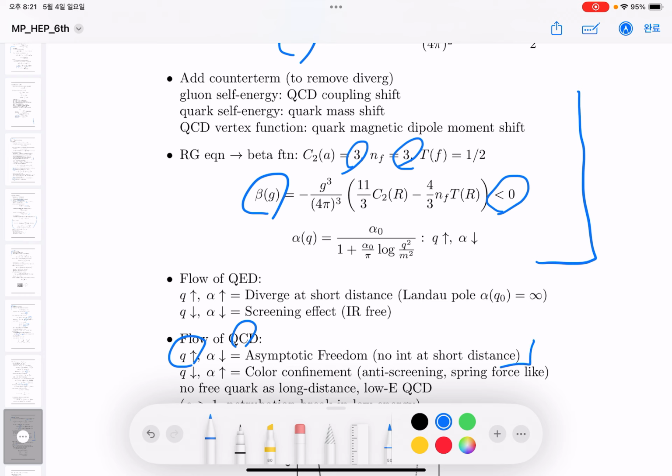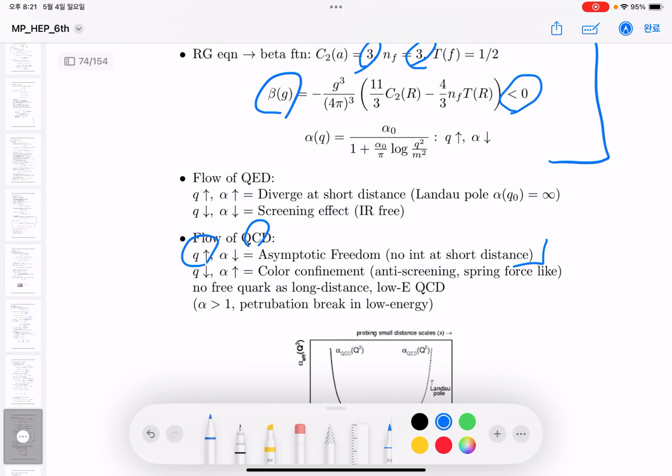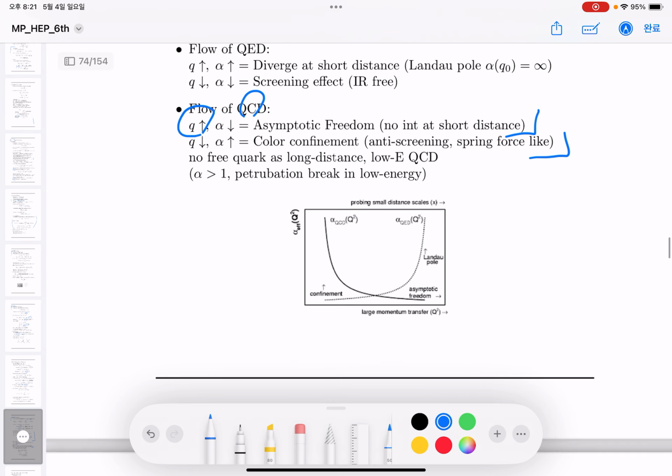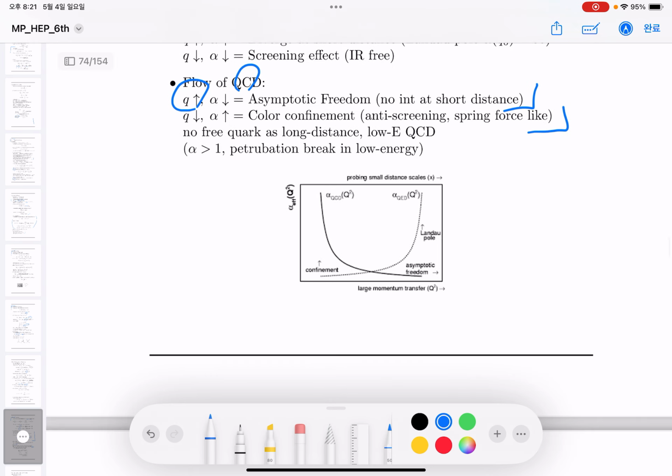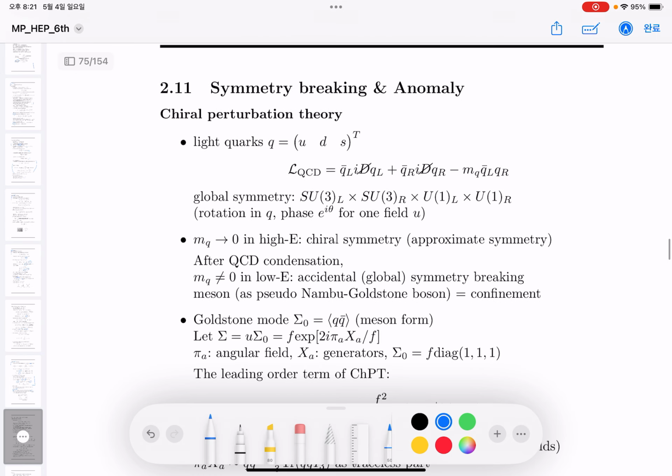And for the small distance, the high energy, the coupling is small. For the low energy and the long distance, the coupling constant becomes large. This is called color confinement. This is opposite to QED. The final topic of the contemporary theory is the symmetry and its breaking.